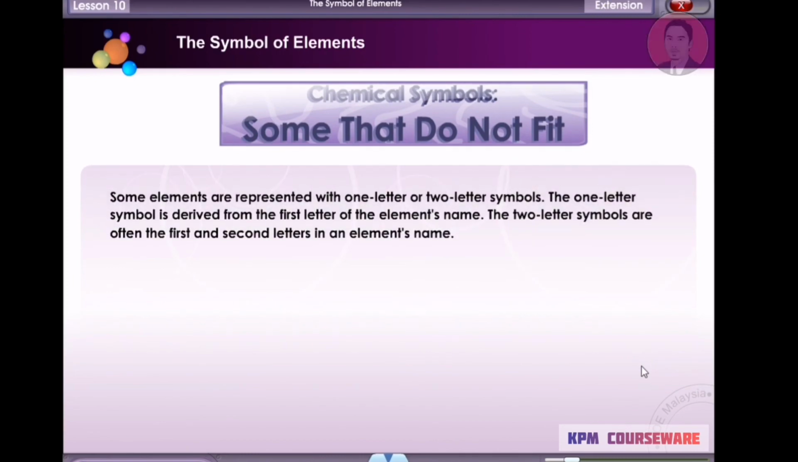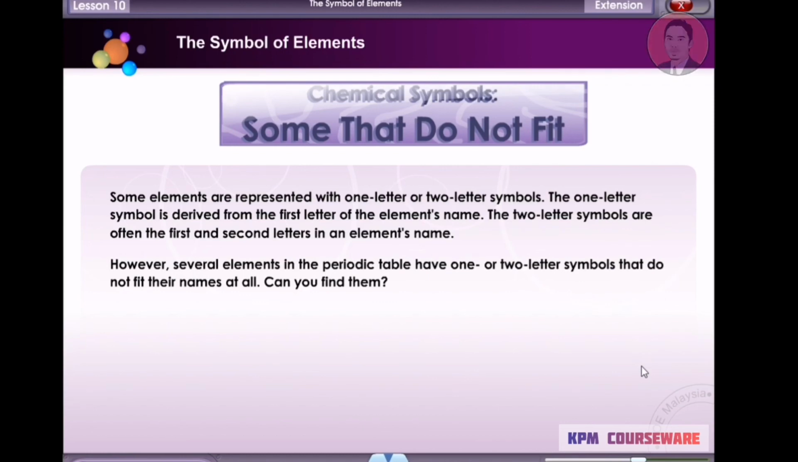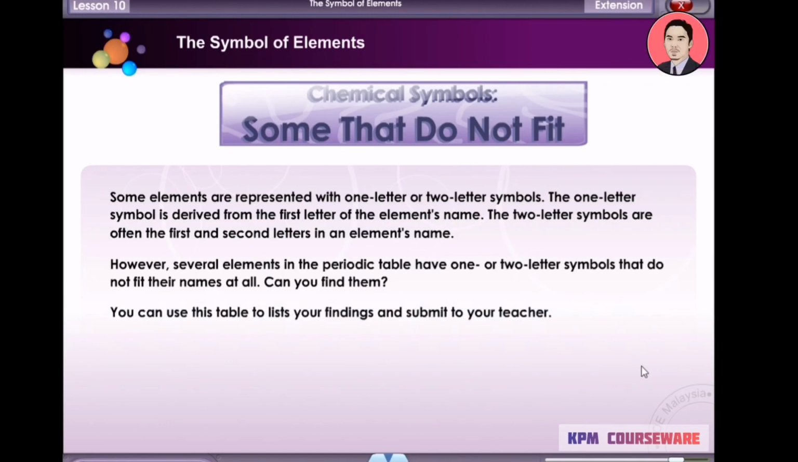Some elements are represented with one-letter or two-letter symbols. The one-letter symbol is derived from the first letter of the element's name. The two-letter symbols are often the first and second letters in a name. However, several elements in the periodic table have one or two-letter symbols that do not fit their names at all. Can you find them? You can use this table to list your findings and submit to your teacher.